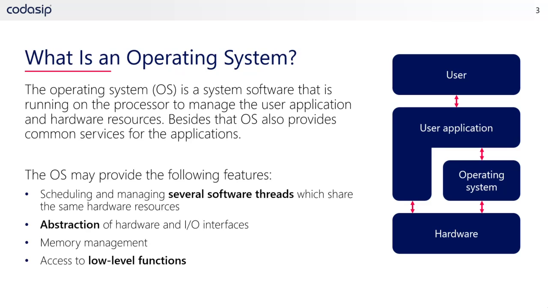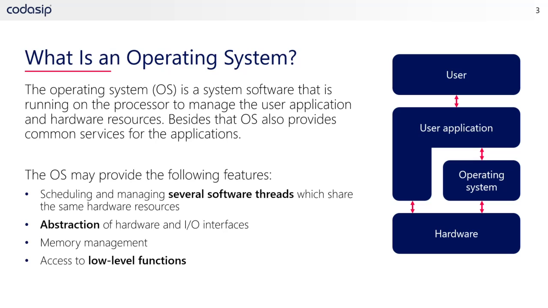Philip, can you start by briefly explaining what an operating system is and why it might be beneficial in your application? Sure, Steve. The operating system is an additional software that is running on the processor, which manages the user application and also the available hardware resources. Besides that, the operating system also provides common services for the applications.